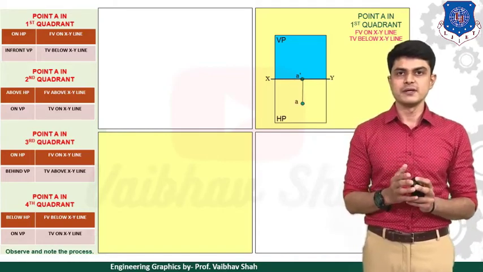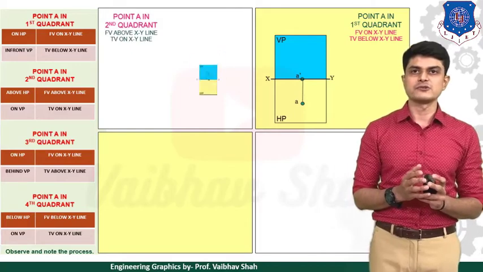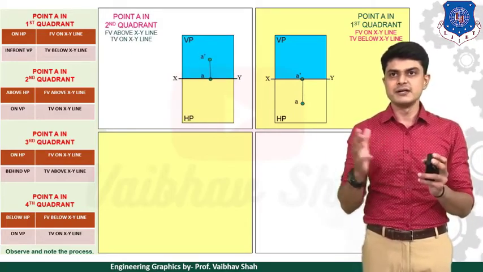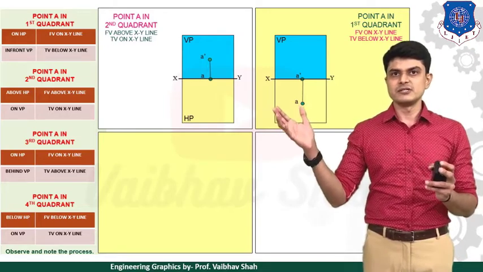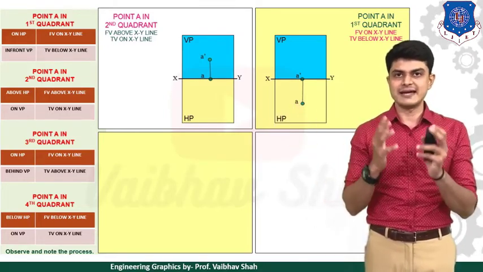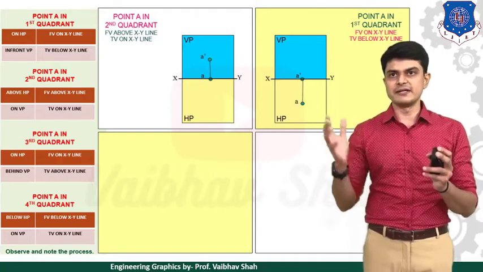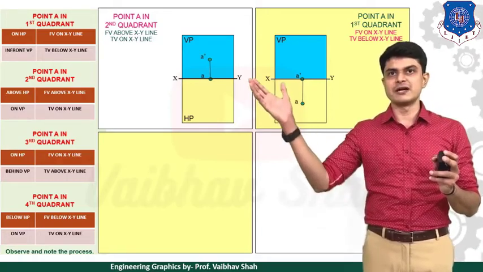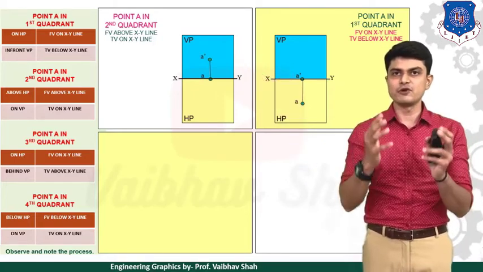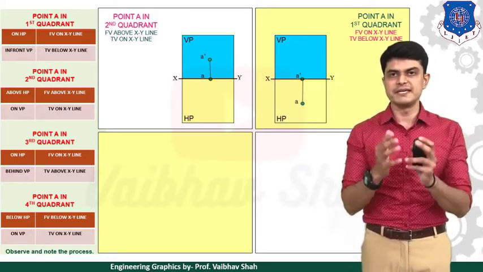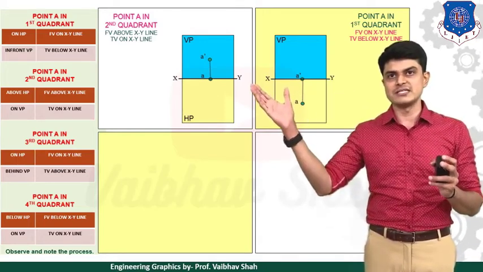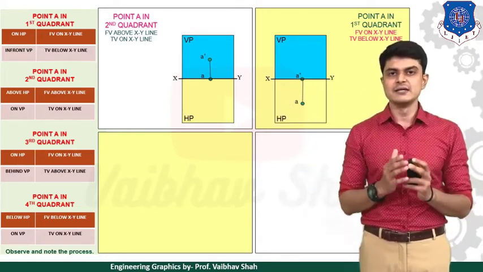So you need to remember that. Now let us see the second point. Suppose your point is in the second quadrant, but here, as you can see from the table on the left, your point is above HP but on VP. In that case, if your point is above HP, then your front view would lie above the XY line. As you can see, A dash point is above the XY line. And if your point is on VP, that means your top view would lie on the XY line. As you can see, point A is on the XY line.